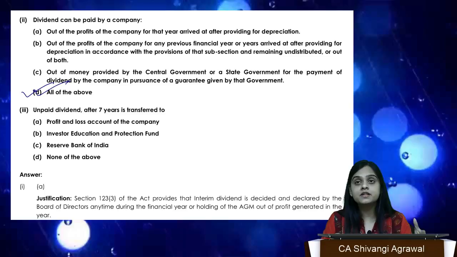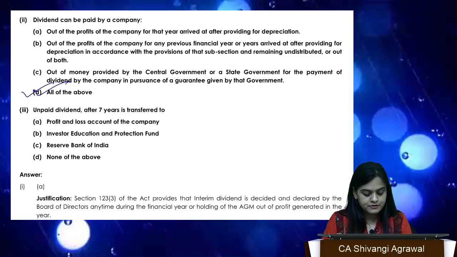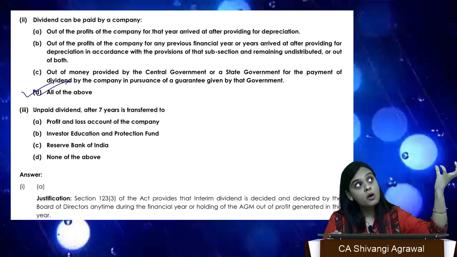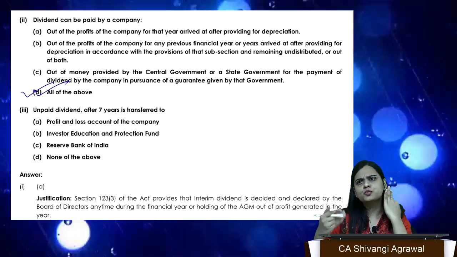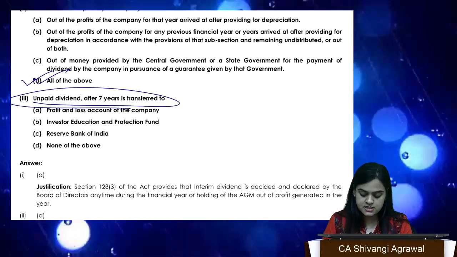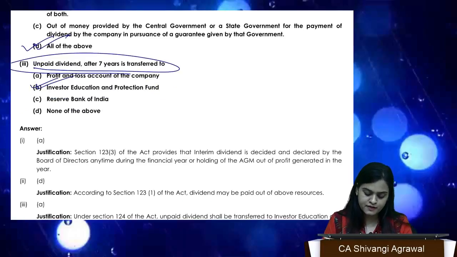When we want to pay the dividend out of the reserves, then we have a rule which is rule 3. We have to comply with 4 conditions which are stated in rule 3, and once we comply with all 4 conditions, then only we can draw money from that reserves to pay the dividend. Unpaid dividend after 7 years is transferred to the IEPF account.